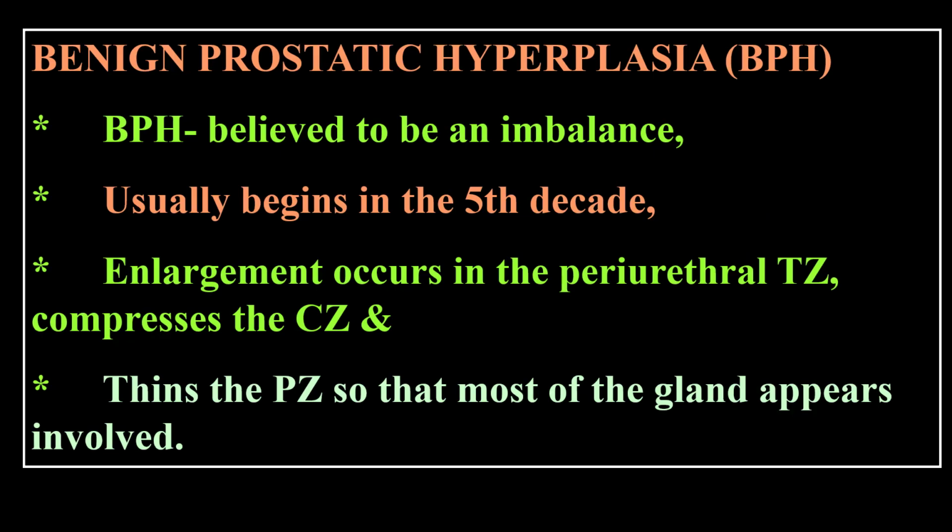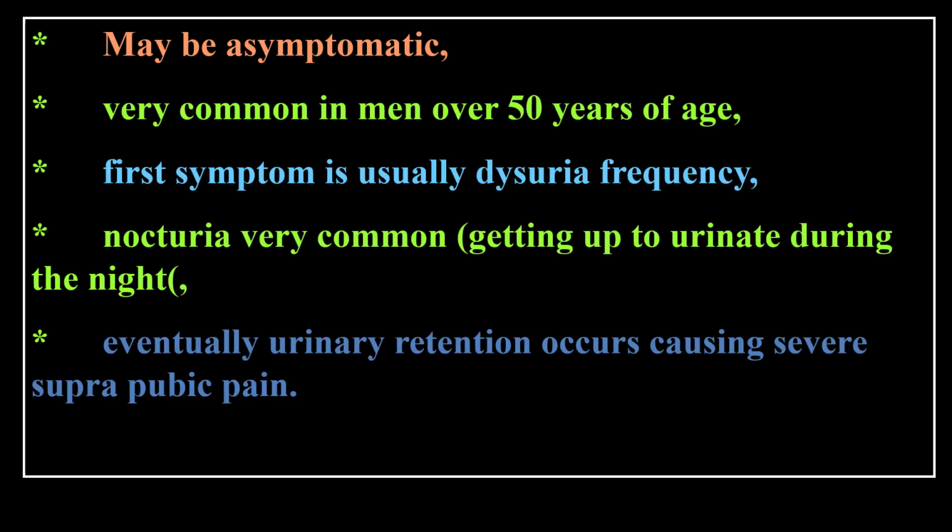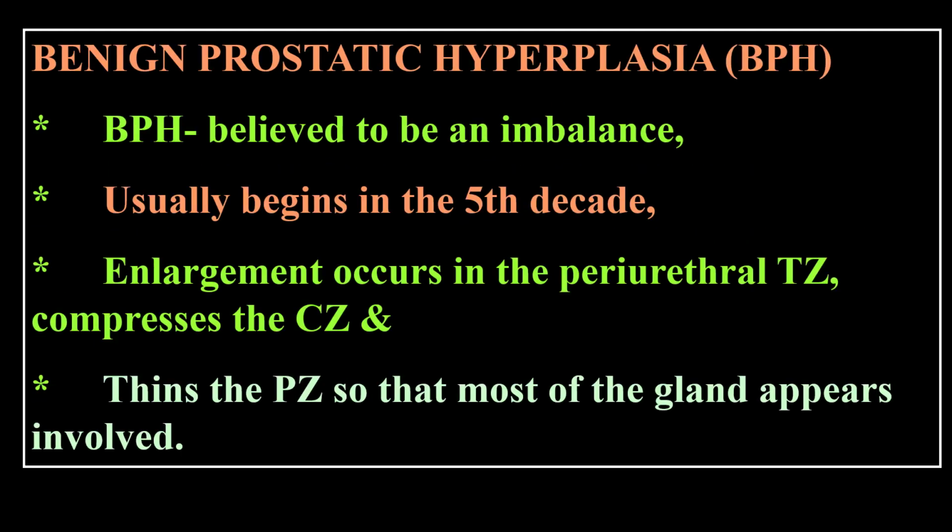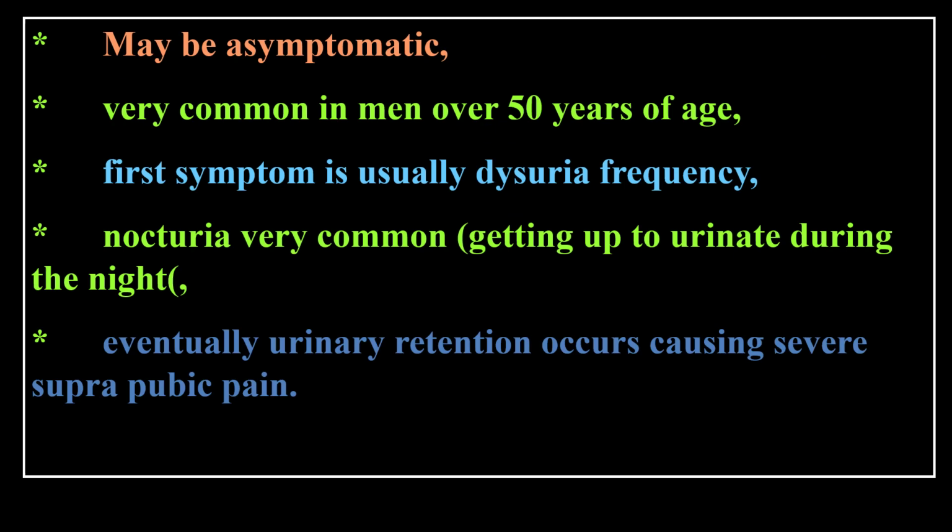Benign prostatic hyperplasia, believed to be a hormonal imbalance, usually begins in the fifth decade. Enlargement occurs in the periurethral transitional zone, compresses the central zone, and thins the peripheral zone so that most of the gland appears involved. It may be asymptomatic and is very common in men over 50 years of age.